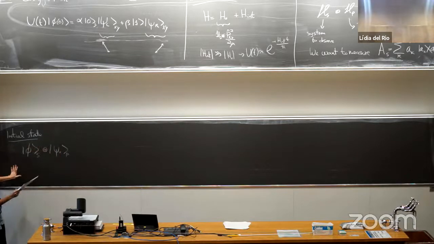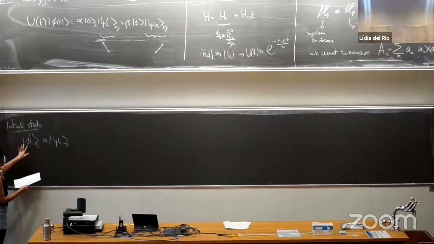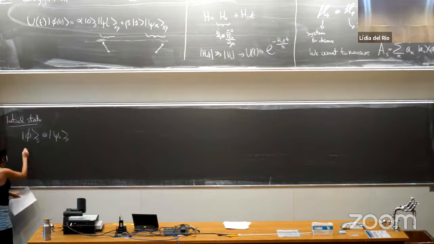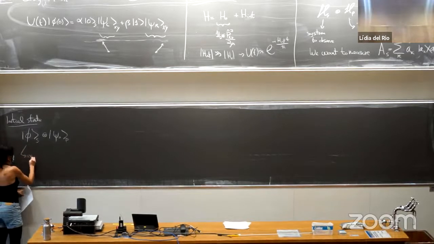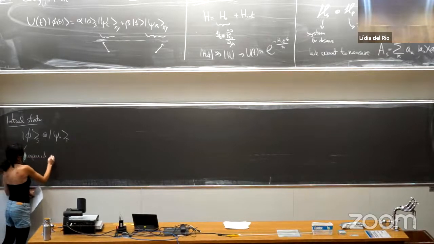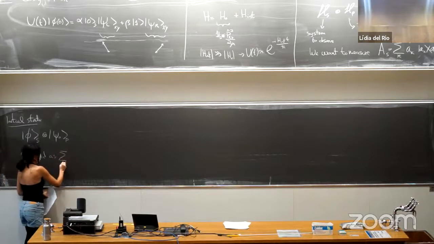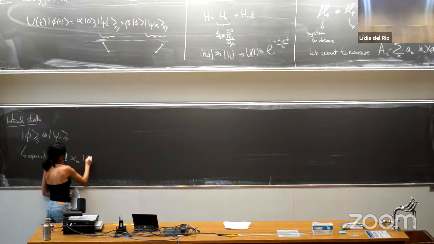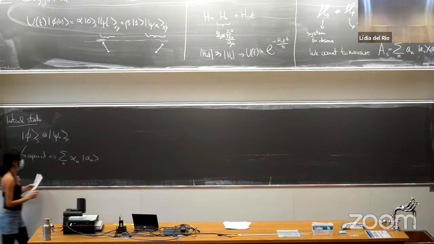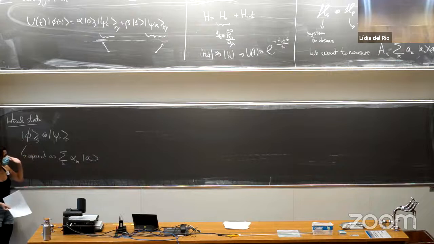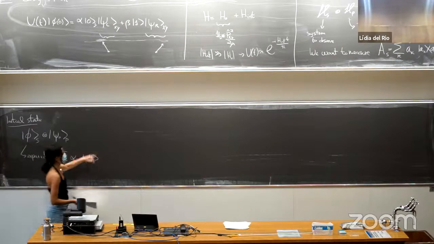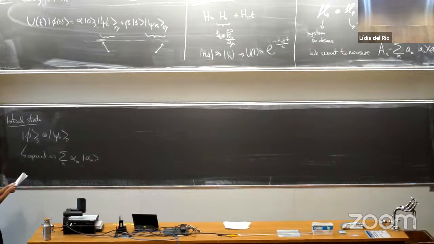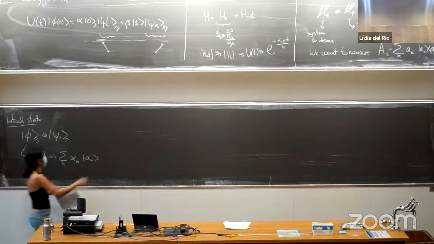Now this state, we might not know it, but we can expand it in the basis of the observable. So we can expand this as a sum with coefficients alpha_k that depend on the state, times a_k. I didn't do anything, I just wrote it in the same basis in which the observable is diagonal. And now here's the proposal for the Hamiltonian.